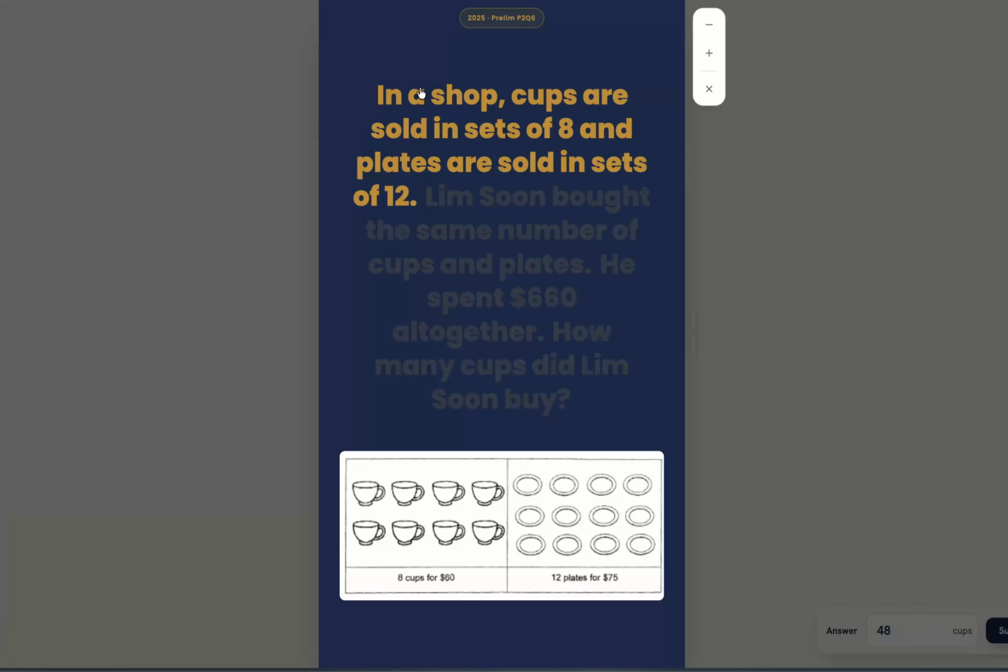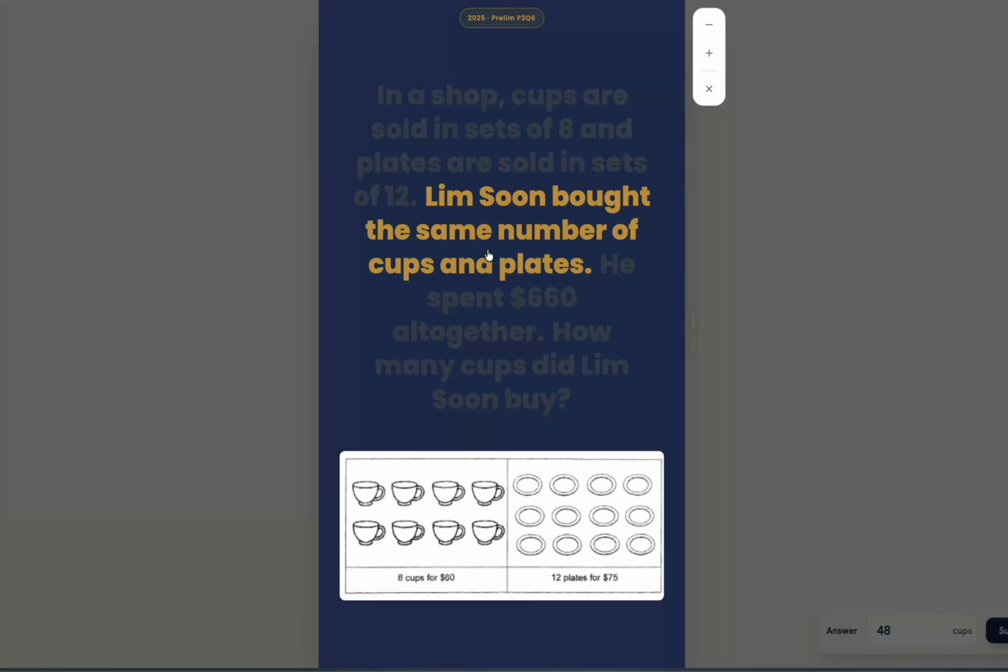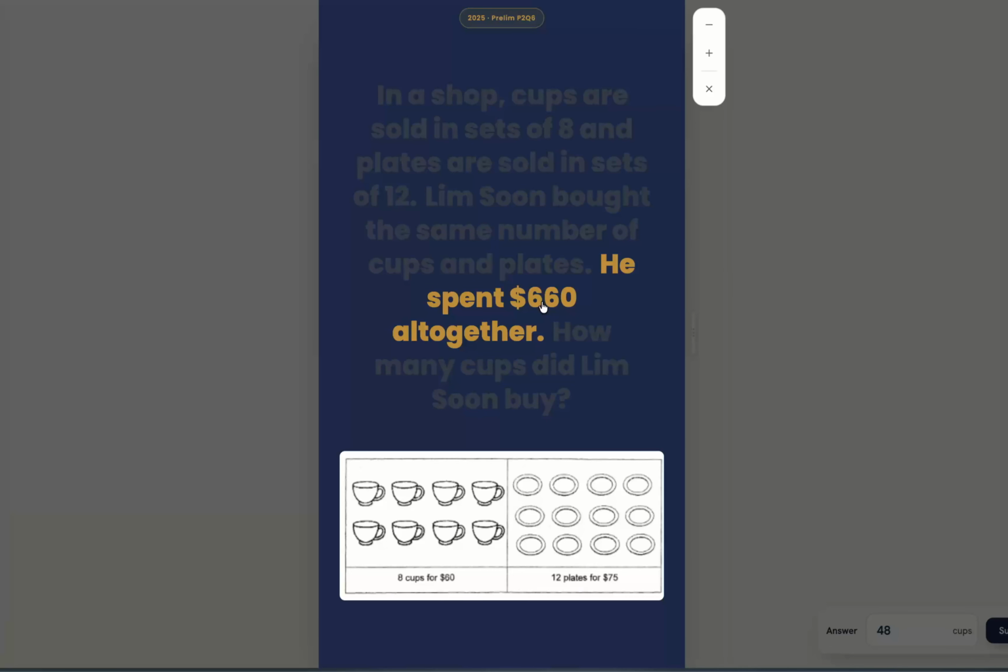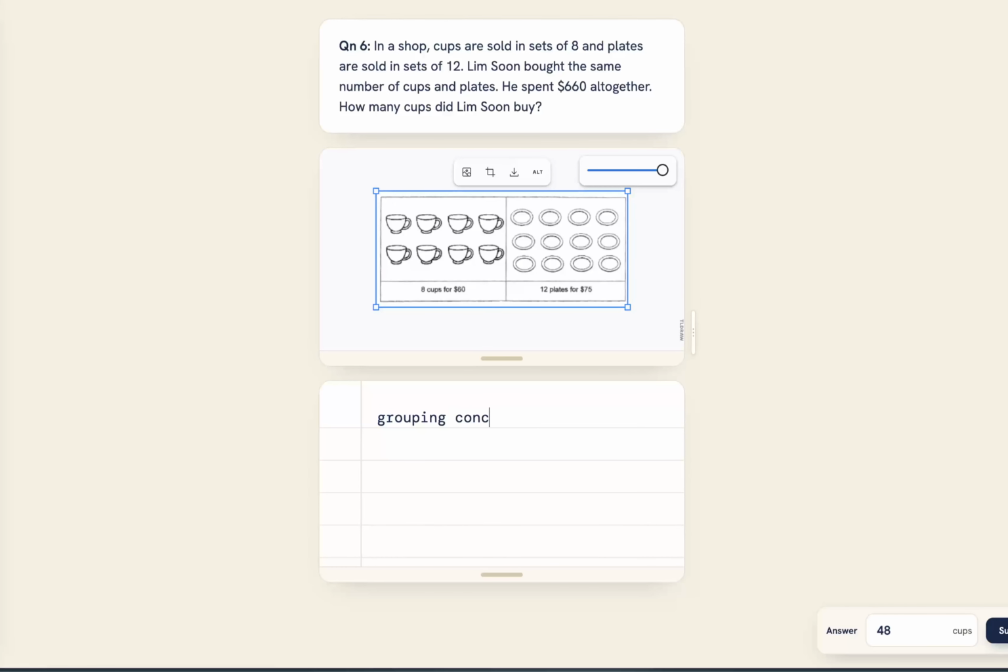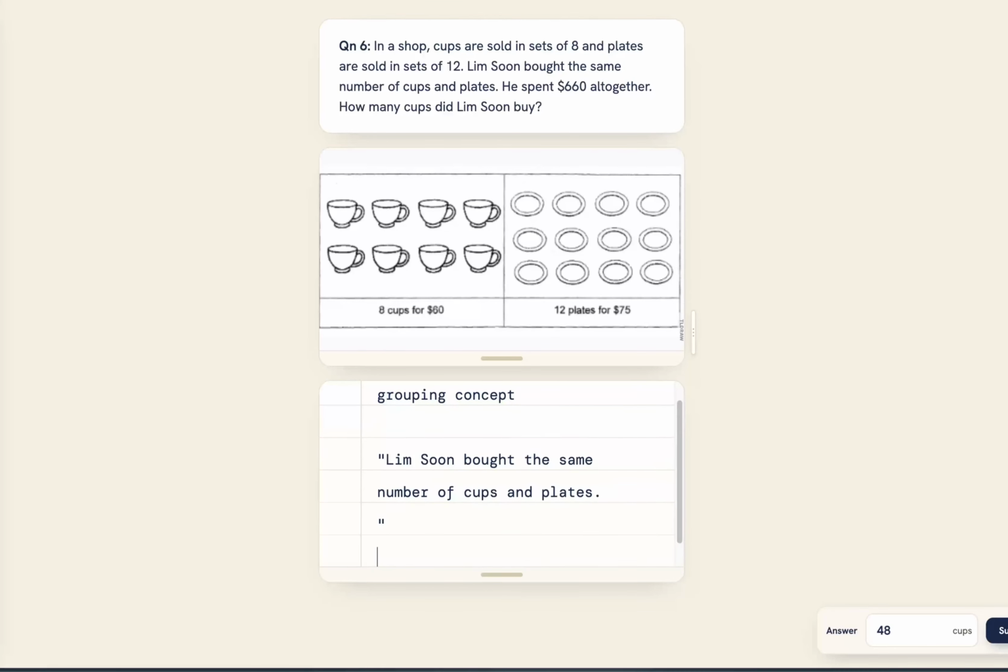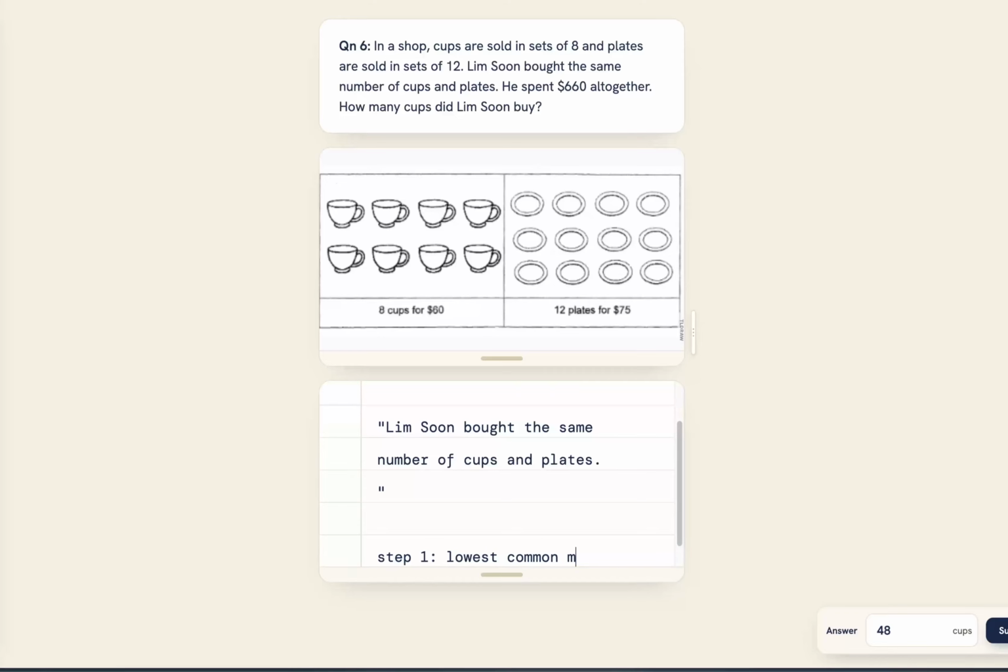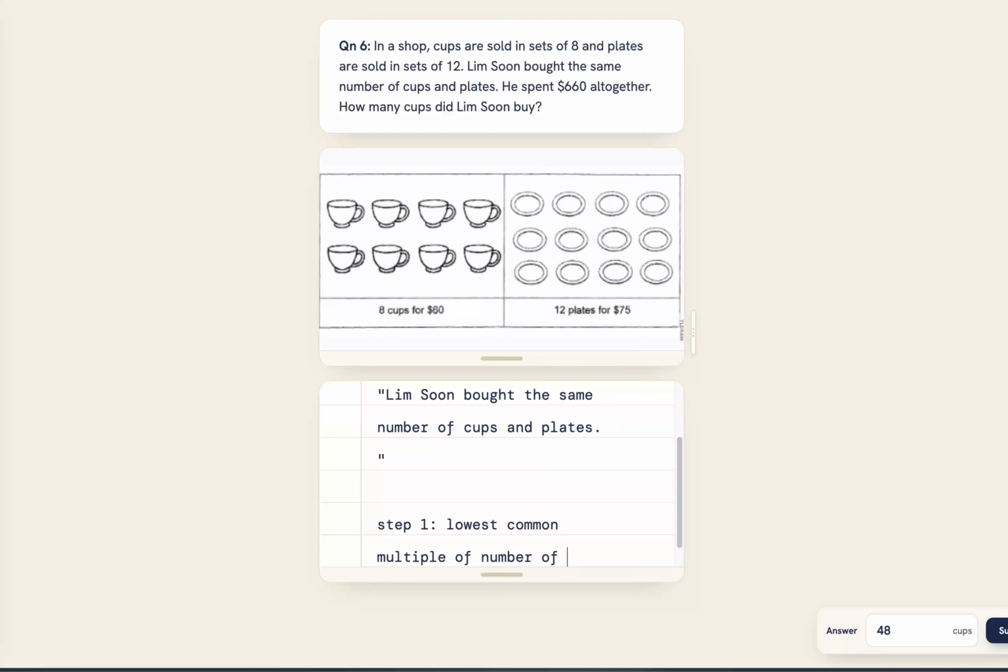Question 6. In a shop, cups are sold in sets of 8 and plates are sold in sets of 12. Lim Soon bought the same number of cups and plates. He spent $660 altogether. How many cups did Lim Soon buy? So this is a grouping concept kind of question. In the question, it says Lim Soon bought the same number of cups and plates.